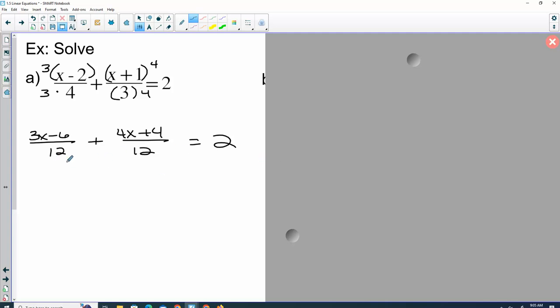Now the denominators are the same, so we add the fractions. When you do that, the bottom doesn't change. So 3x plus 4x is 7x. Negative 6 plus 4 is negative 2. What would you do at this point?